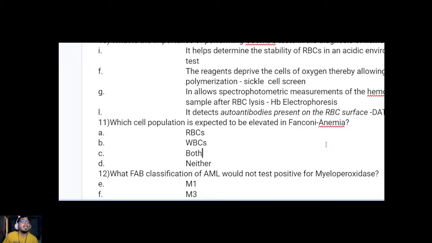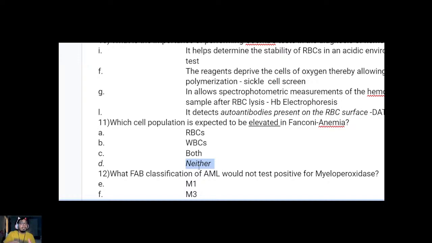Next, which cell populations are elevated in patients with Fanconi anemia? Are expected to be elevated? Fanconi anemia nga di ba? Di ba? Fanconi anemia pero may elevation. Ang sagot neither. Tingnan natin kung sino ang mga nakasagot. Kung marami ang nakasagot pala. Ang tama.